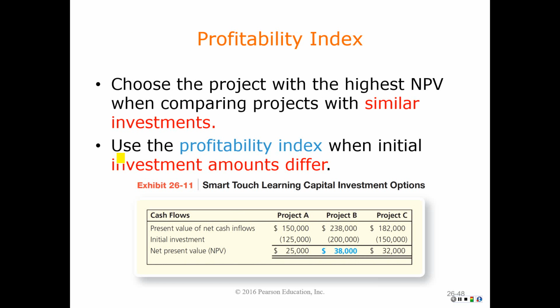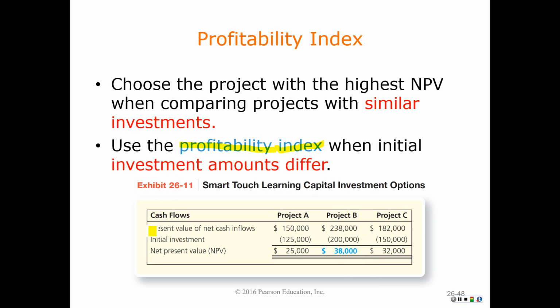But what happens if we have where our initial investment amounts differ? Then we can't simply use our net present value method. We would need to look at what your book calls a profitability index. And so they've given you a different scenario for our company. Let's say that we are investing $125,000 for project A, $200,000 for B, and $150,000 for C.